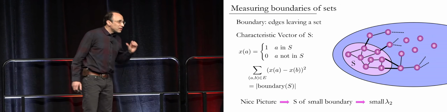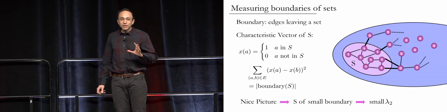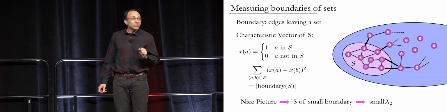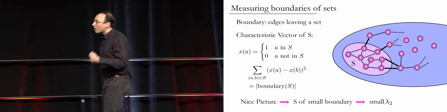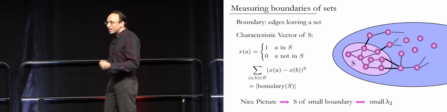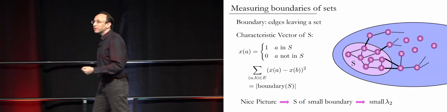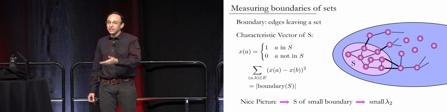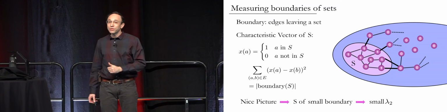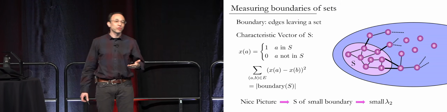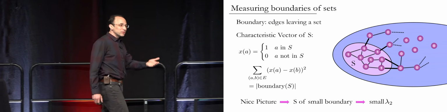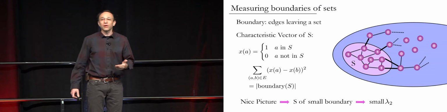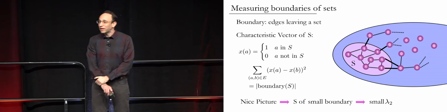If you have a nice picture of a graph, you can show that there will be a large set of vertices with small boundary. And then take the characteristic vector of that set, orthogonalize with respect to the all-1s vector, and you will find, via a test vector, a proof that lambda 2 is small, using the Courant-Fischer Theorem, which tells us that lambda 2 is the minimum over vectors orthogonal to the all-1s vector of the Laplacian quadratic form.